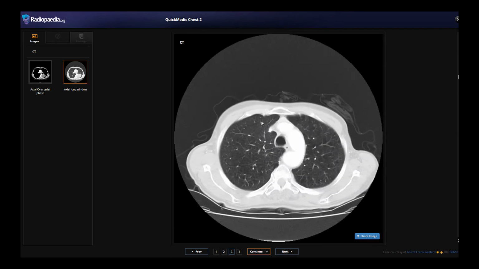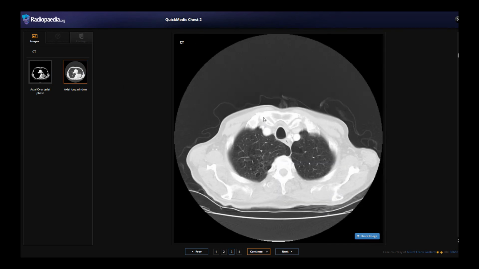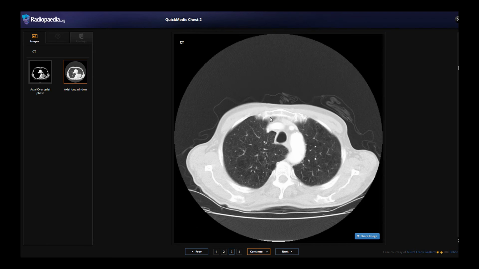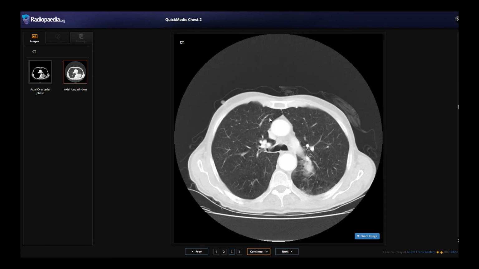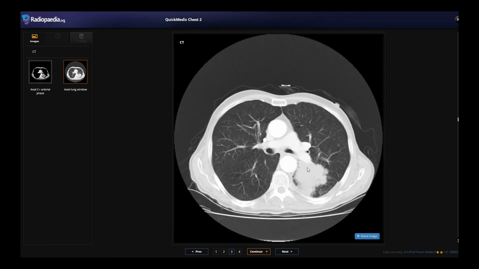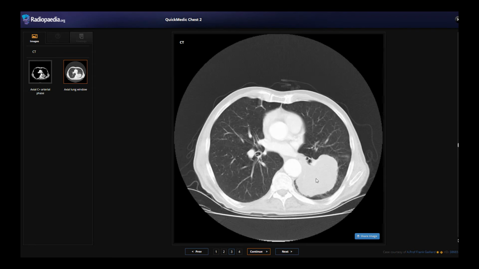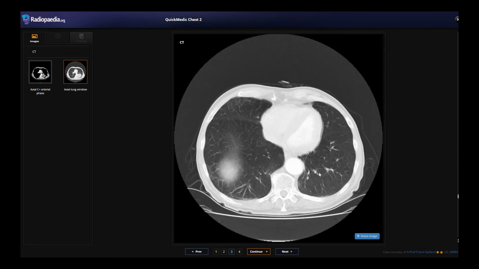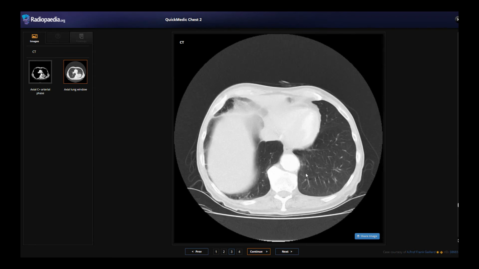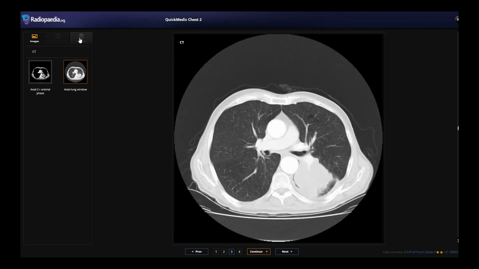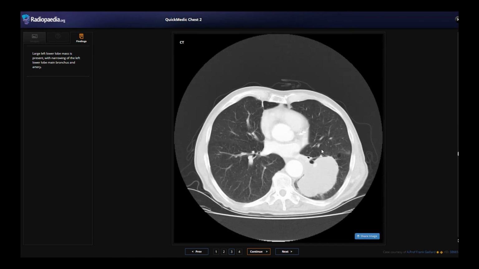But going to our lung windows and going to the very top, this is a lot more interesting. You can see the pulmonary parenchyma, and coming down you can see the organization of tissue here that looks like a mass in that lobe, and then these are the diaphragm. So back up to this mass then. What they're finding is a large left lower lobe mass with narrowing of the left lower lobe main bronchus and artery.